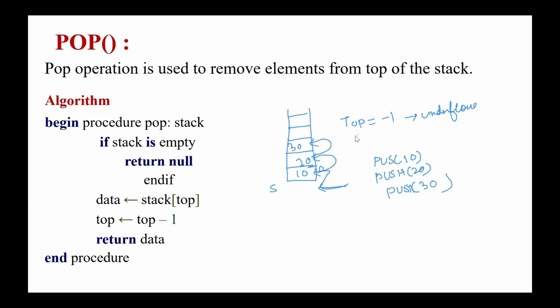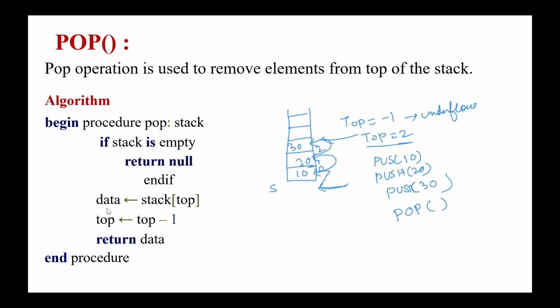So now top value is 0, 1, 2. So top value is 2. If we want to go for pop operation, right now we want to go for pop operation. What happened? We have to check whether the stack is empty. No, the stack is not empty because top value is 2, which means there are 3 elements present inside the stack.